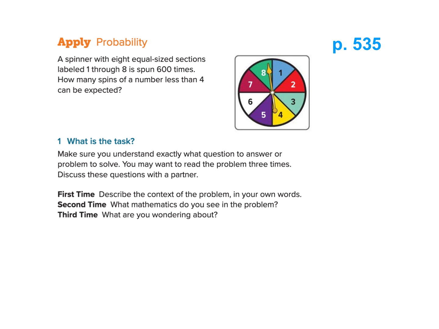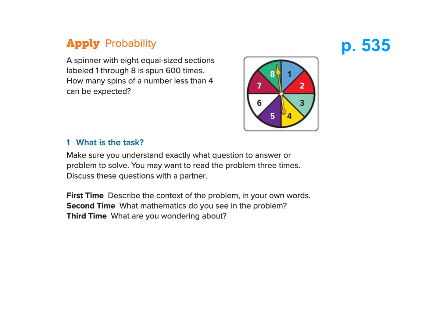All right, we have 2 more quick problems. So it says, hey, I've got a spinner here. You guys can see the numbers. It's labeled 1 through 8, and I'm going to spin it 600 times. Okay, so I'm going to underline that, 600 times. I want to know how many spins of a number less than 4 can be expected.